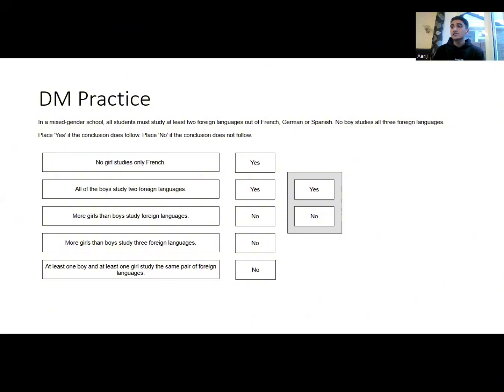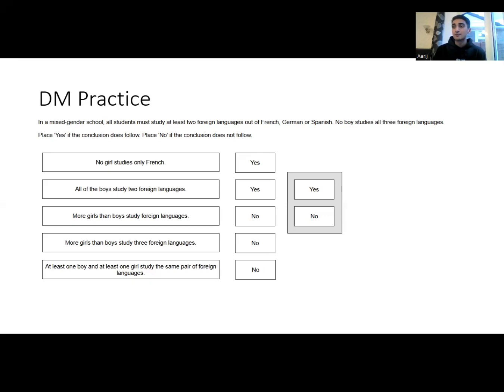Moving on to the second box, the statement given is that all of the boys study 2 foreign languages. So the reason I've gone for yes for this is because the school is mixed gender and it says that all students must study at least 2 foreign languages. So effectively that means that the boys do study 2 languages.